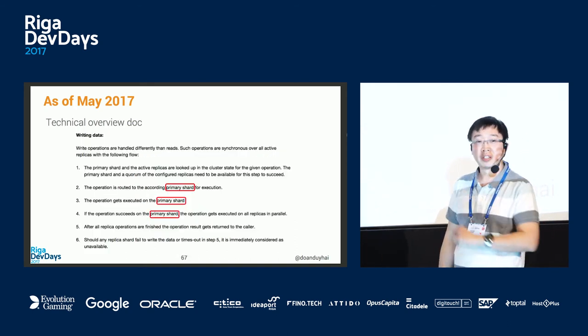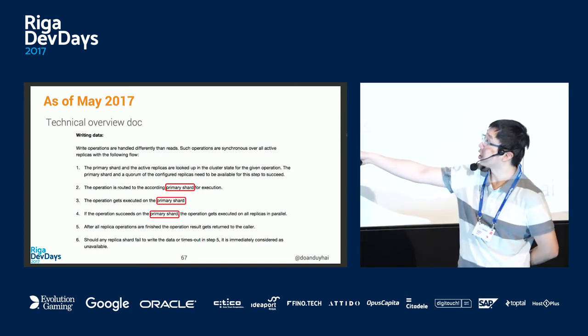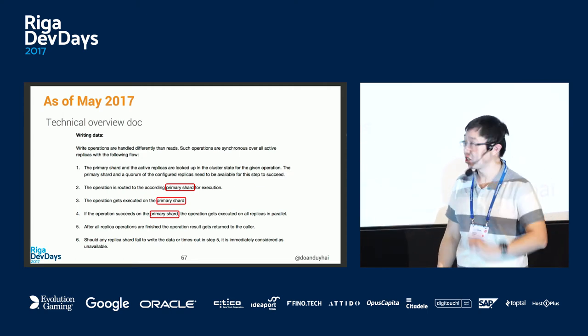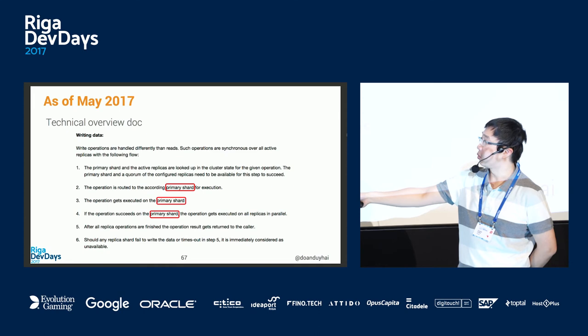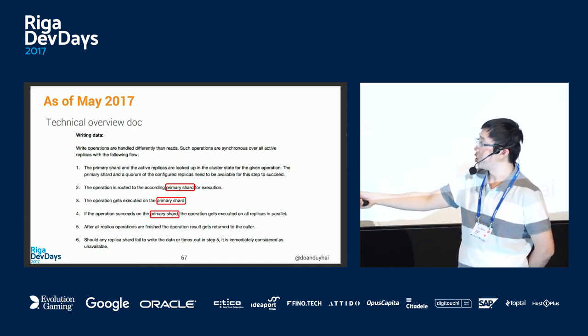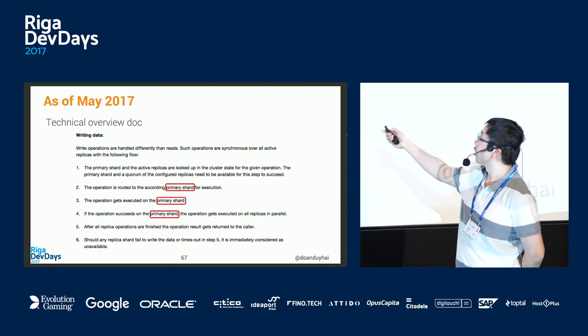And this is what happened in the technical overview paper, writing data. The operation is routed to the primary shard for execution. So your write goes to the primary shard. The operation gets executed on a primary shard. If the operation succeeds on a primary shard, the operation gets executed on all replicas in parallel.